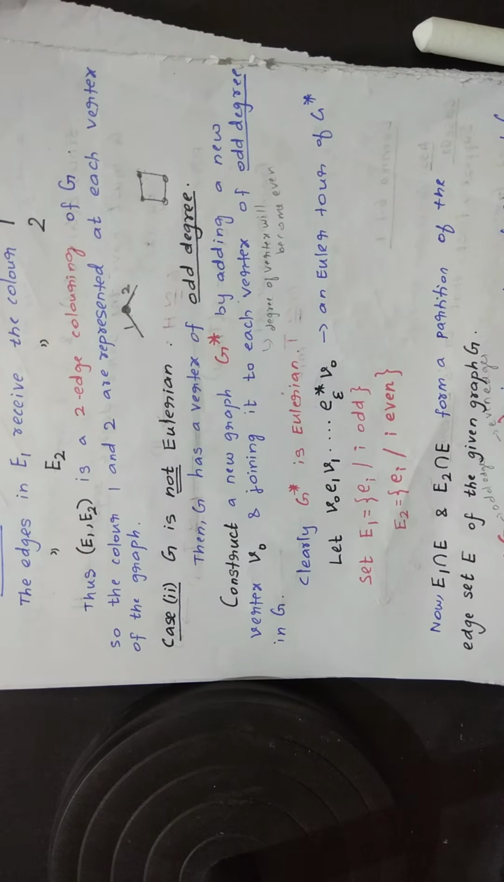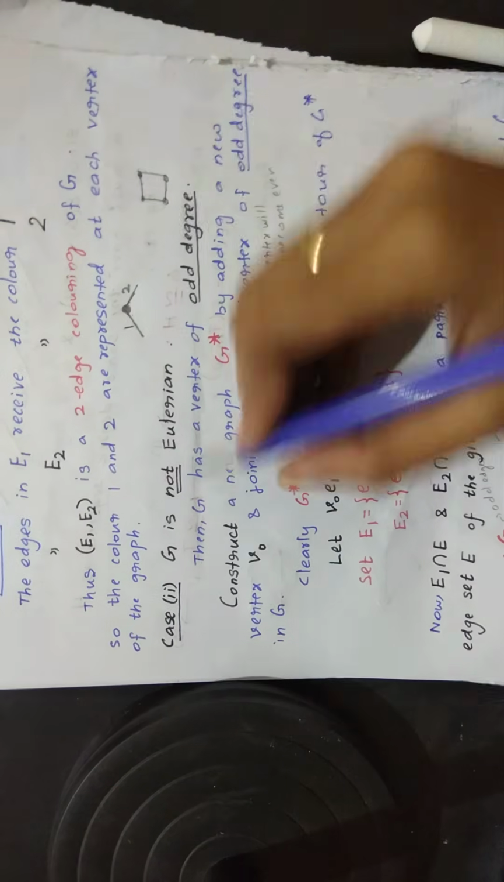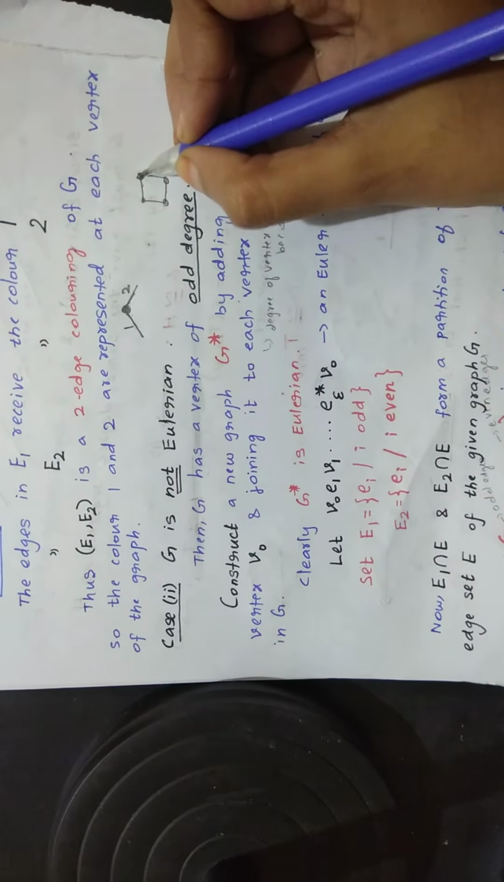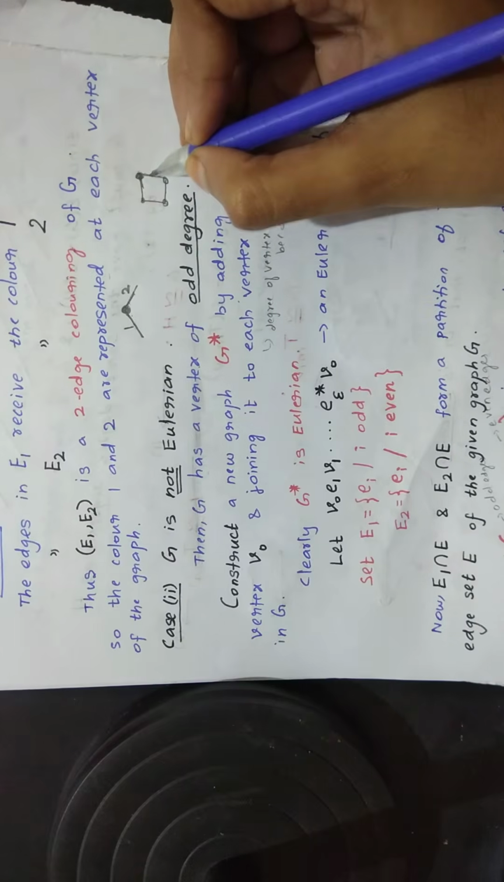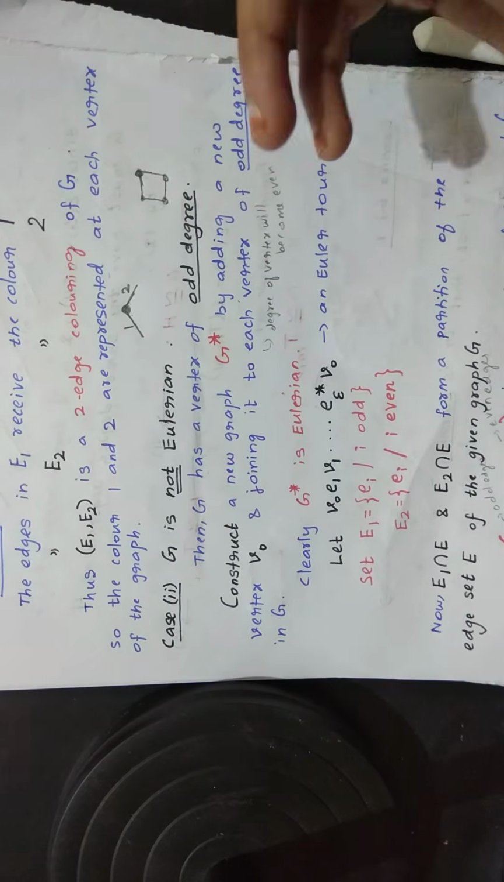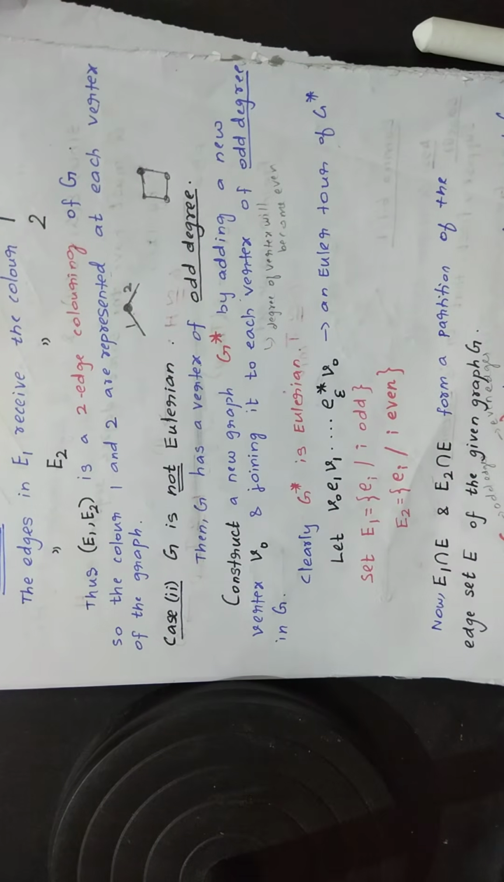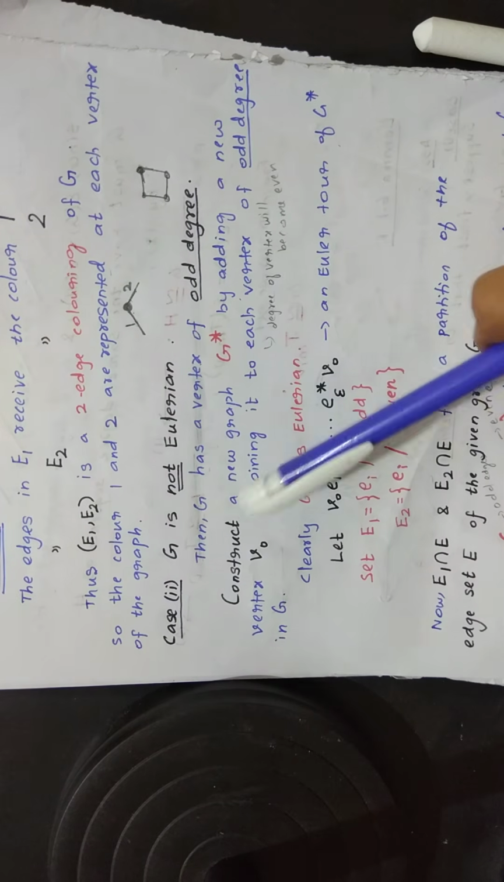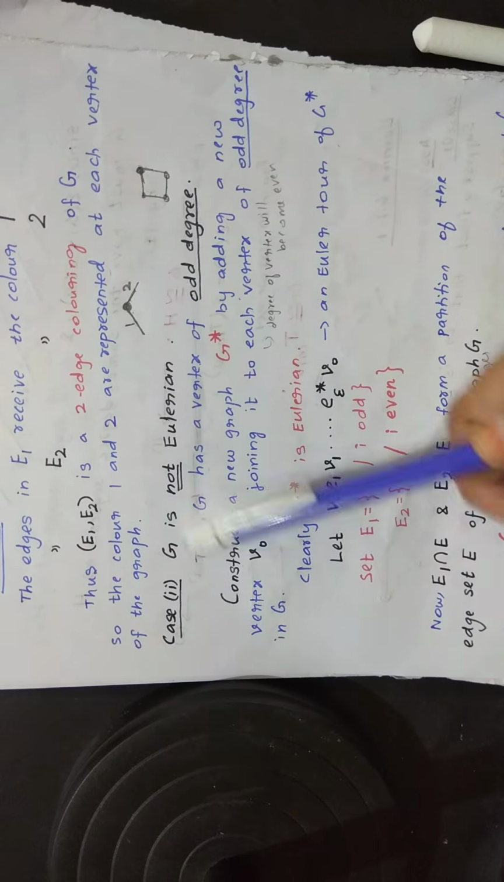Sorry, this is wrong. Look at this figure. What you are writing is: then G has a vertex of odd degree. Look at this vertex, 1. What is the degree of this vertex? 2. Even degree, right? So Eulerian means each vertex will have even degree. Is that clear? You are taking G as not Eulerian, so the graph is not going to have all vertices of even degree. Each vertex of G will be of odd degree, because G is not Eulerian.